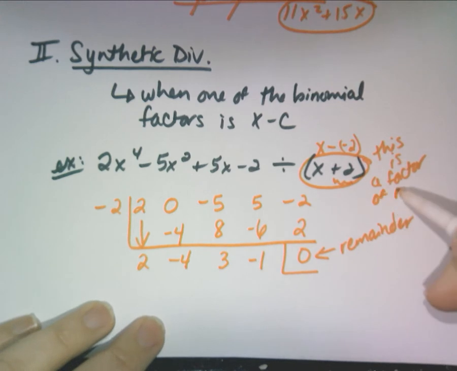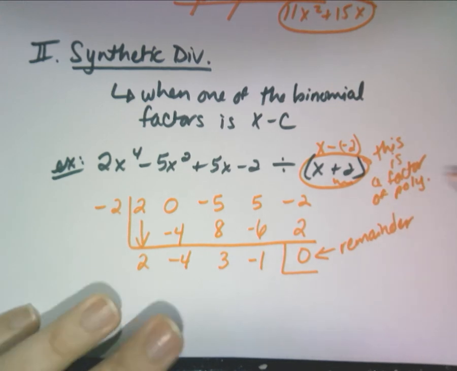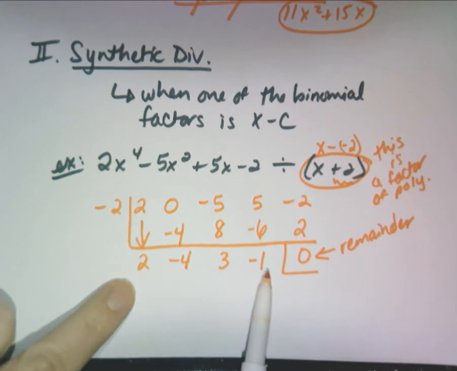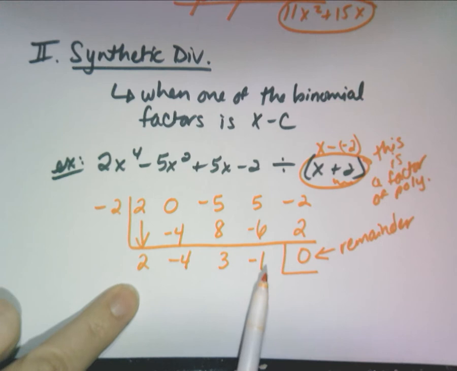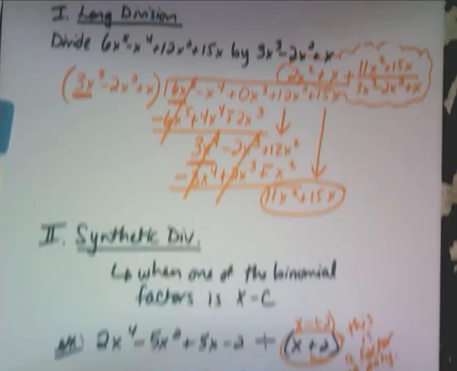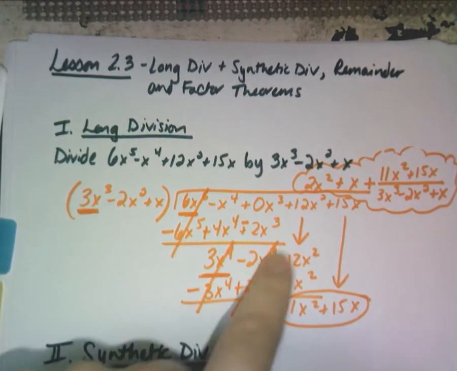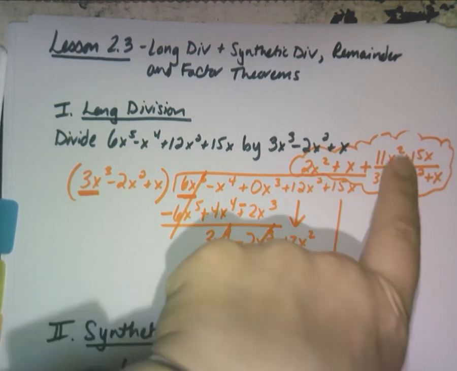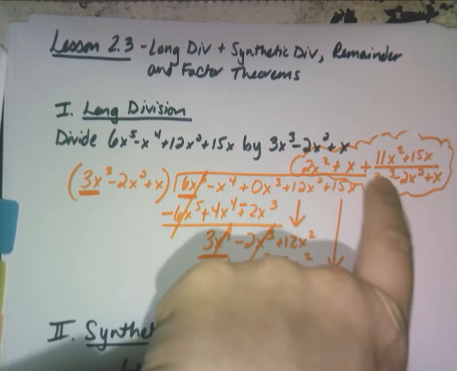I can write of the polynomial. That's very important. We're going to talk about it in a minute. Now, what do these numbers represent? Do you know? Well, this is a new polynomial. If I was going back up here to the long division, those bottom numbers are this right here. The remainder would be here, and then that would be your divisor.